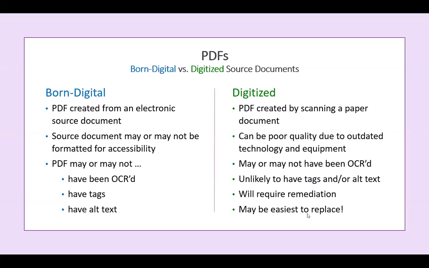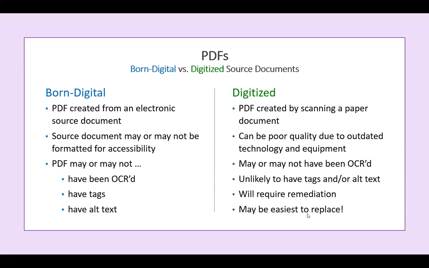Now looking at the source documents, there are two types of source documents for PDFs. One would be an electronic document, like a Word doc that you created or was given to you to disseminate as a PDF. The other would be a paper document that was scanned and saved in the PDF format.